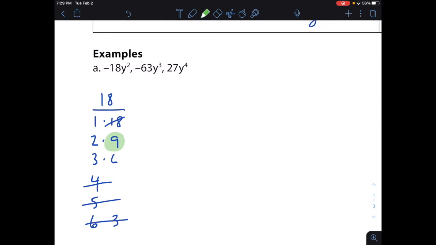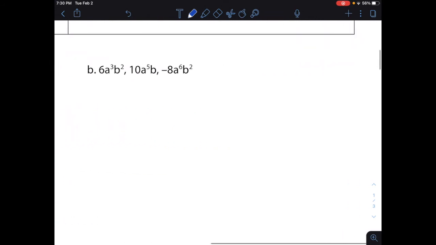And now we're just going to look at the variables and say, all right, y squared, y to the third, y to the fourth. Well, the smallest exponent is y squared. So that means my GCF of these 3 terms is 9y squared. So I just combined the 2 things that I highlighted to find the GCF.